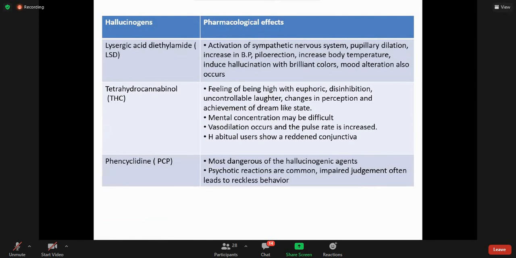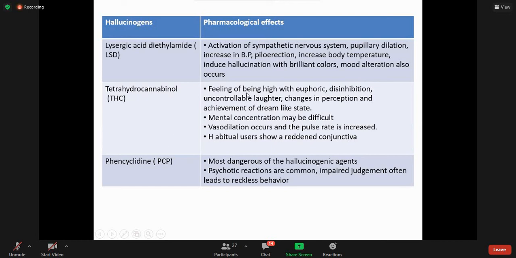Okay, pharmacological effects related to lysergic acid diethylamide, which is LSD: activation of the sympathetic nervous system, pupillary dilatation, increase in blood pressure, piloerection, increased body temperature, induced hallucinations with brilliant colors, and mood alteration also occurs.